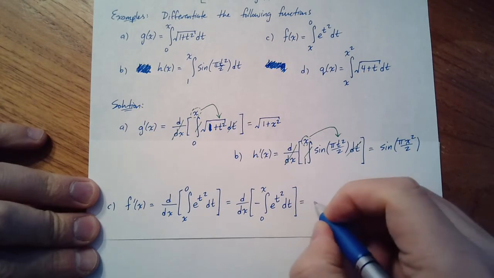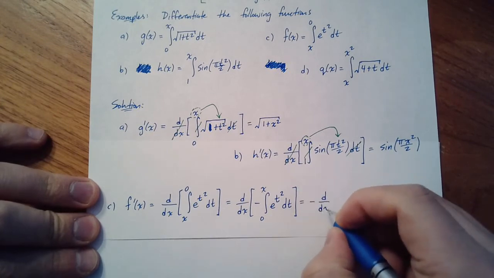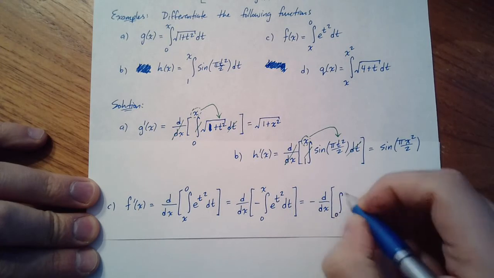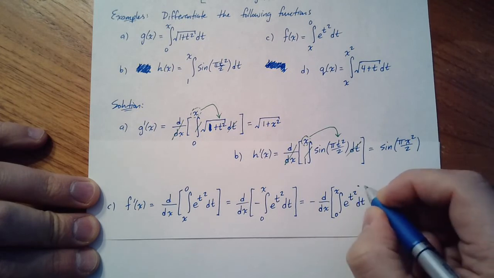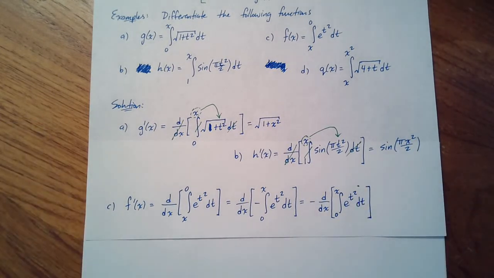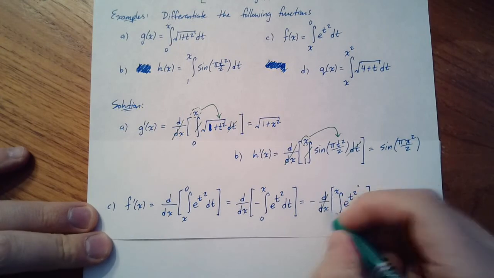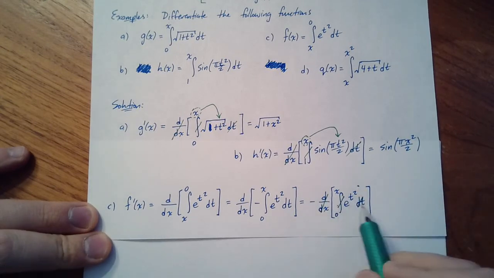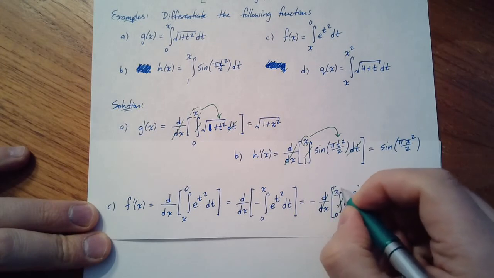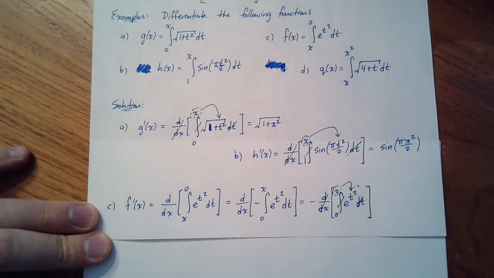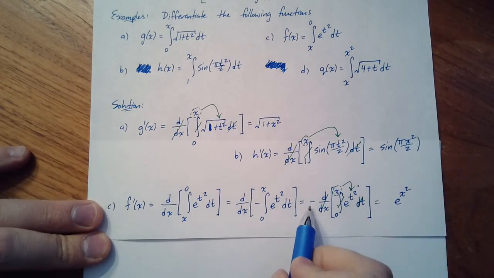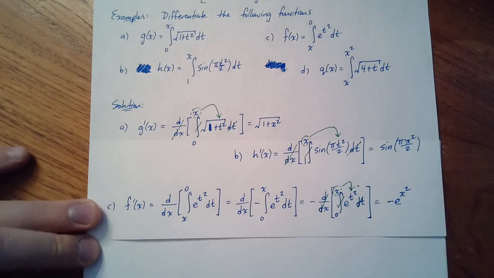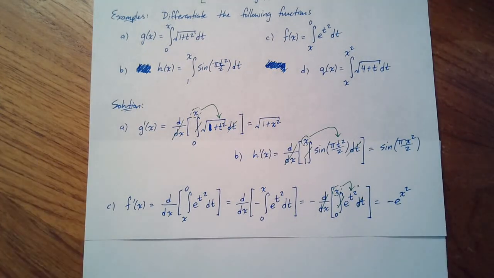That's properties of derivatives. I can say that's negative the derivative with respect to x of the definite integral from 0 to x of e to the t squared. Oops, I almost forgot my dt. And now I can apply the fundamental theorem, because now it fits the form perfectly. I can take the derivative of the definite integral, those cancel out, and the x drops in for the t, just like it did before. And now we still have e to the x squared, but this negative sign that was out in front just gets put on there outside afterwards. So that's the result for part C.